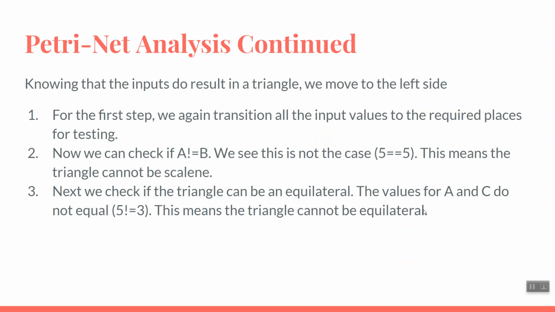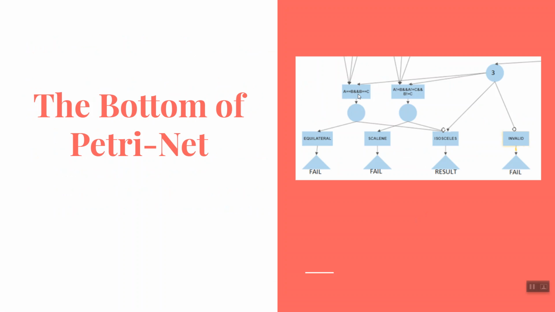So now we can go to the bottom part of the Petri-Net. Here we check again the previous outputs of the left and right side. As we can see, we have the 3 value. This means that this cannot be invalid as there are values here. And we can see that A, B, and C are not equal. 5, 5, and 3 are not equal. And we can see A not equals to B, A not equals to C, and B not equals to C also fails. So this means the triangle cannot be equilateral or scalene, resulting in the fact that the triangle is an isosceles triangle.